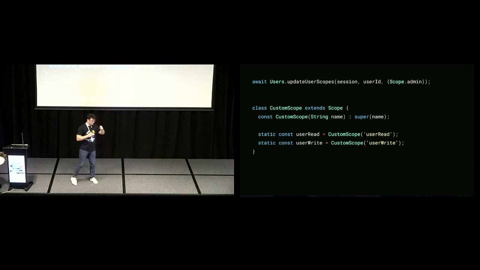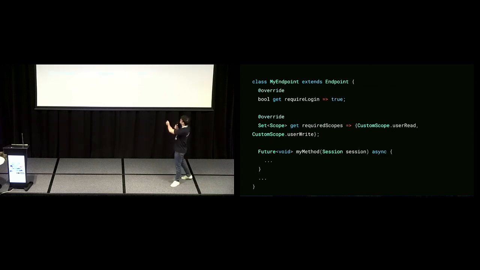And the top bit is actually how you give a user a scope, just by the user ID. But then you can also add custom scopes. Let's say your app is actually pretty complex. It has a lot of scopes. Then you can actually create your own, which may not be fully there already. And you use them just as you would any other scope.